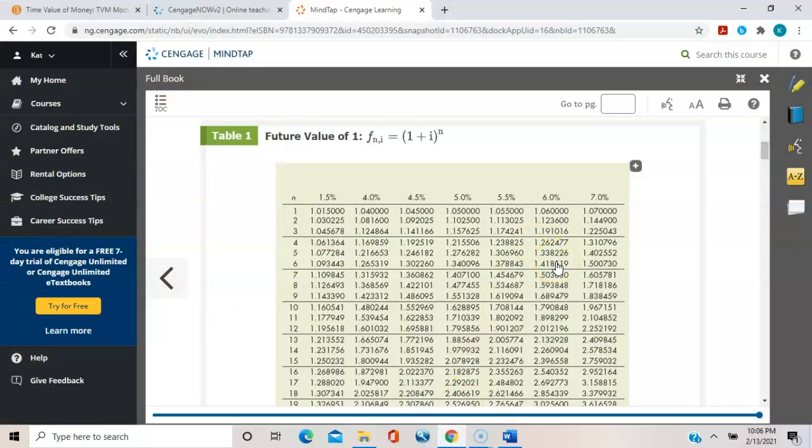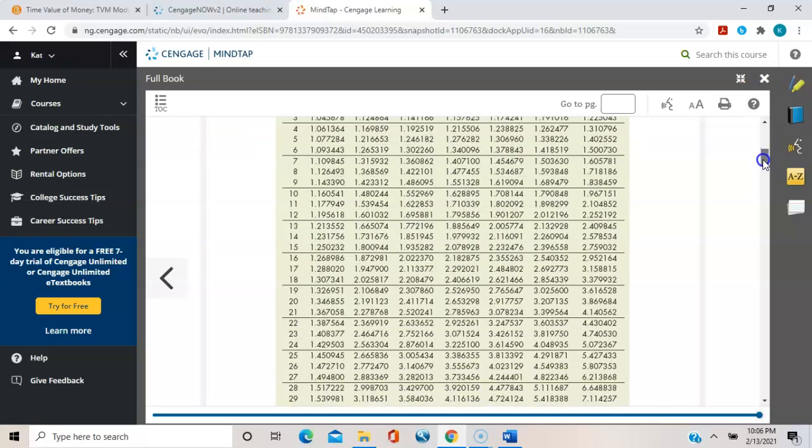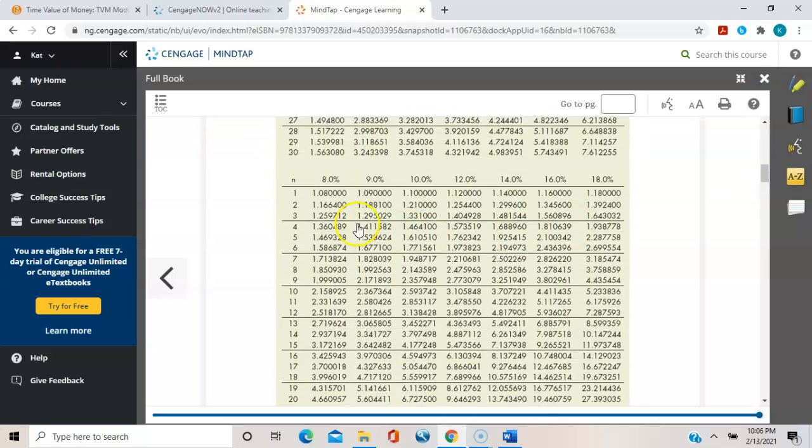Here are the tables from the back of your book in the time value of money module. Here's table 1, future value of 1. We need 8%. We've got 1.5 through 7% in this section, so we need to go down. Here we have from 8 to 18%. We're going to use the 8%, and that was 3 years. So that's 1.259712.